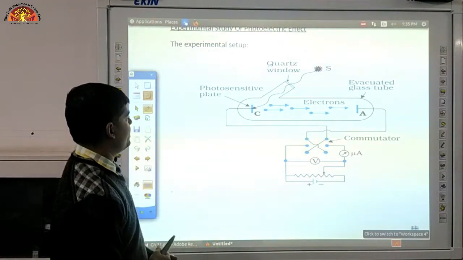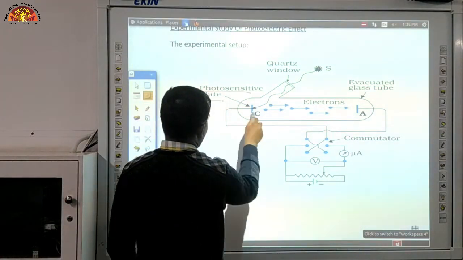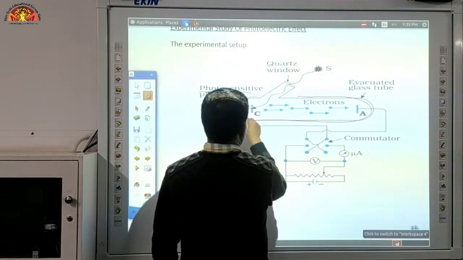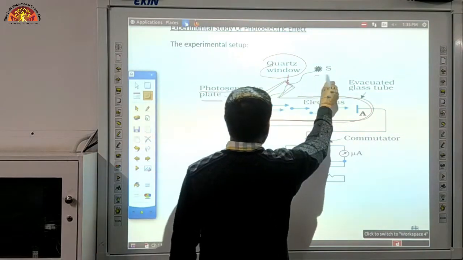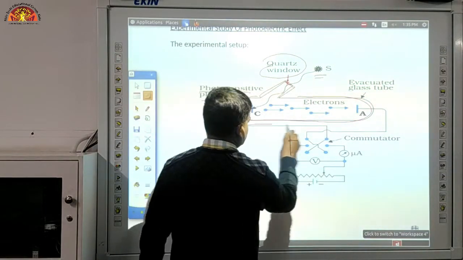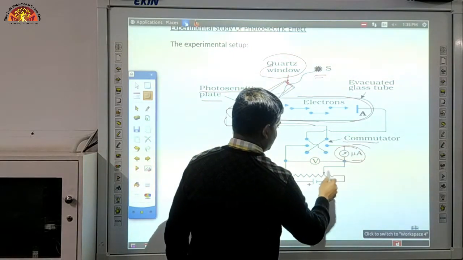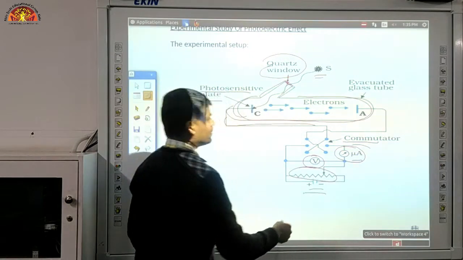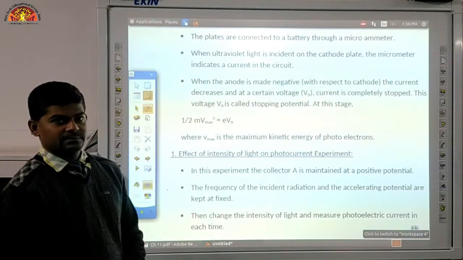This is the experimental setup. You can see here, this is the photosensitive plate. This is the evacuated glass tube. This is the quartz window, and this is the source. Now this is the connection, this is the commutator, this is the microammeter, this is the voltmeter, this is the rheostat, this is the cell. You have to learn this diagram.